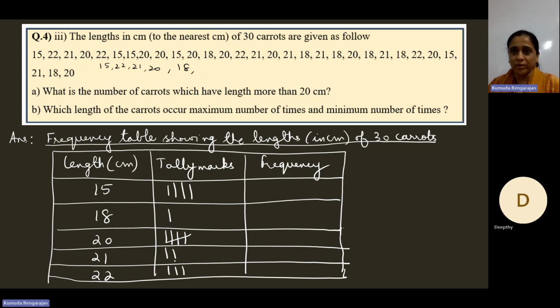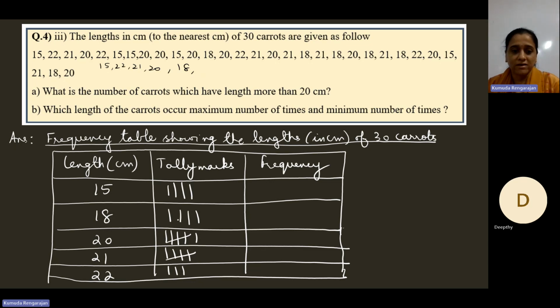Where did we stop? We stopped at 20. Continue. 22, 21, okay, 21, 18, 21, 18, 20, 20, 18, 20. But for 21 we already have 4 tally marks, so the fifth one you should put like this. Now this is a bundle of 5.